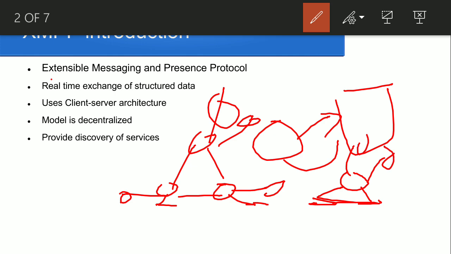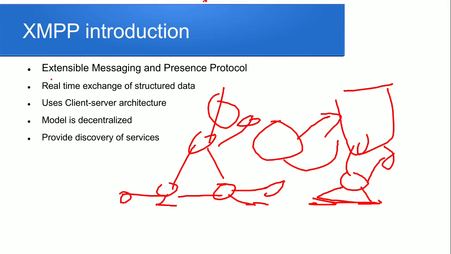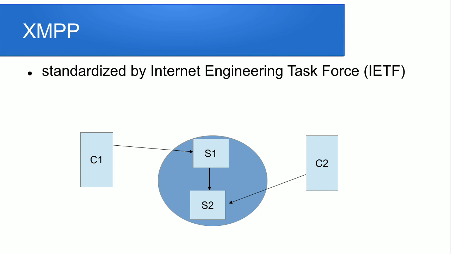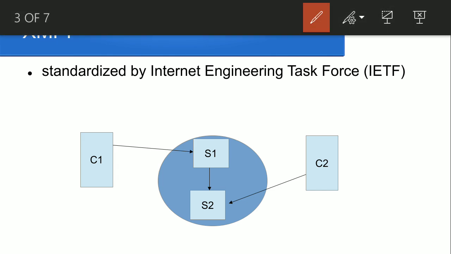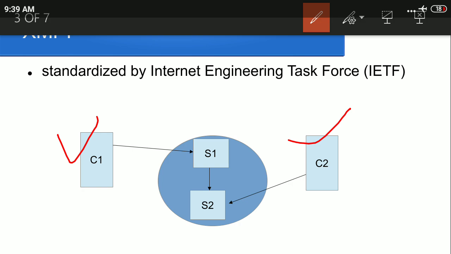It also provides discovery of service. If we have to find a particular node or device, there is a proper addressing method to find it. It is standardized by the Internet Engineering Task Force, IETF. Now in this circle, two servers are connected with each other, and the servers are connected with the clients. Here the client sends the request and also gets a response from each server.